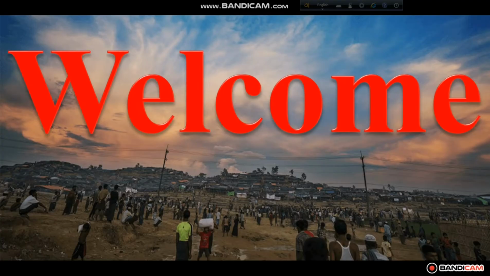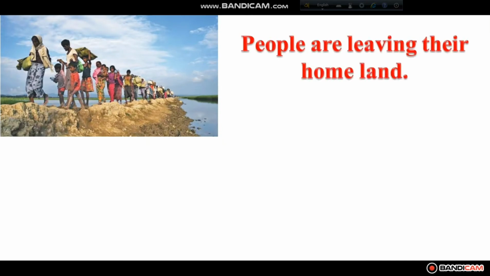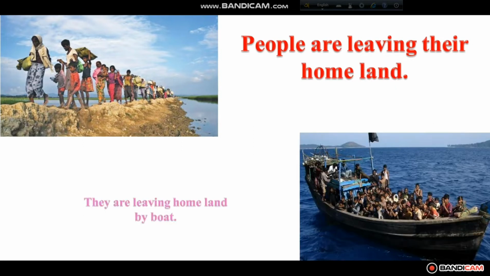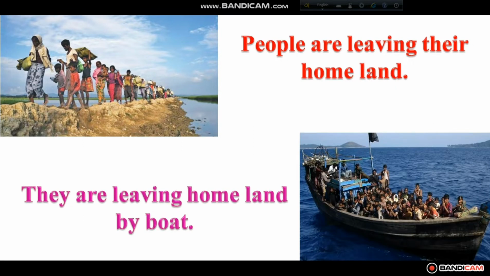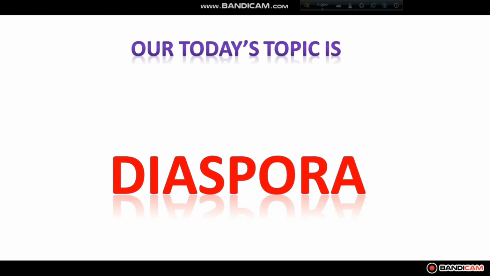So let us see some picture. What can you see in the picture? People are leaving their homeland. Another picture. They are leaving homeland by boat. So what are we going to read today? Yes, we are going to read about the people who have left their homeland. So our today's topic is diaspora. Diaspora means, you have already understood the meaning of diaspora. Diaspora means the people who have left their homeland.